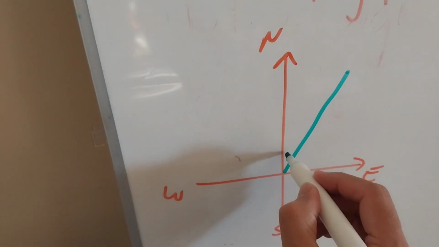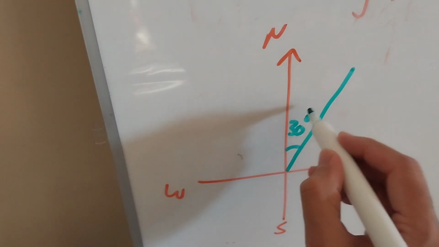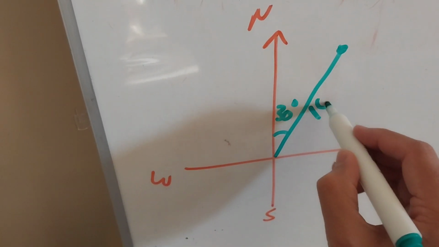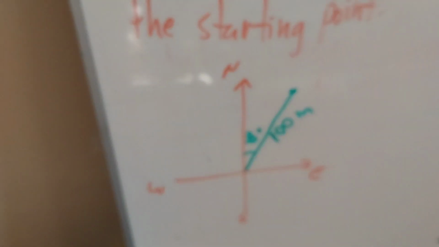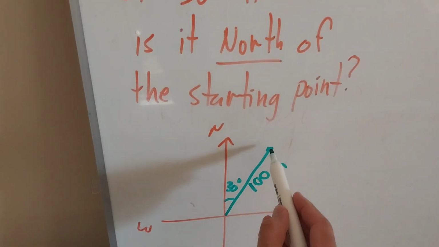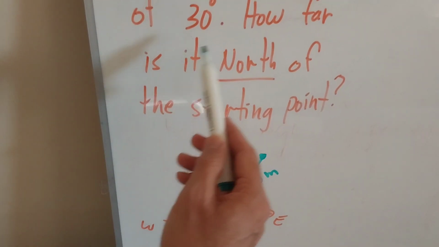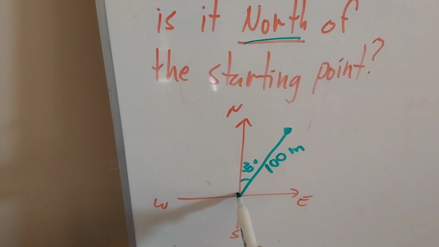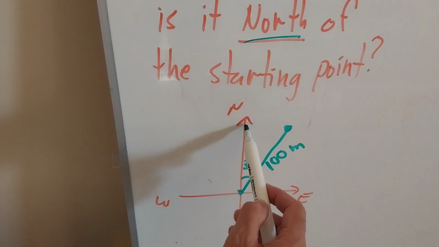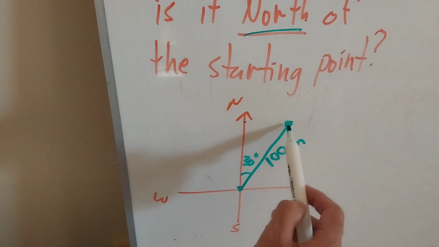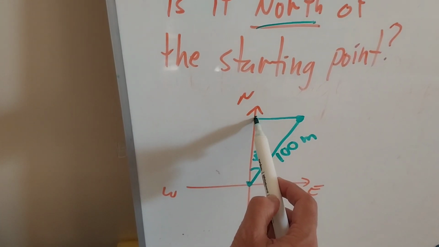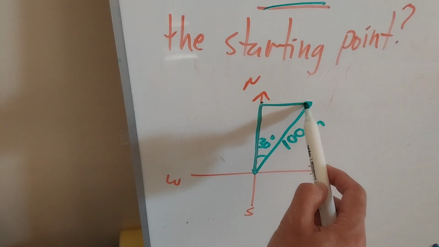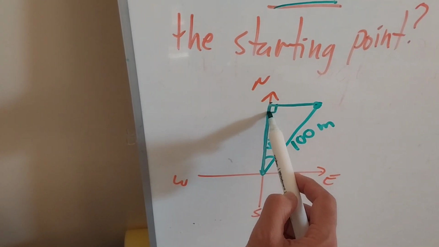So that's approximately 30 degrees. And it went for 100 meters. So 100 meters, and that's the finishing point. The question is, how far is it north of the starting point? So that's the starting point. How far is it north of the starting point? So what we get over here is a right angle triangle. We are able to derive a right angle triangle.